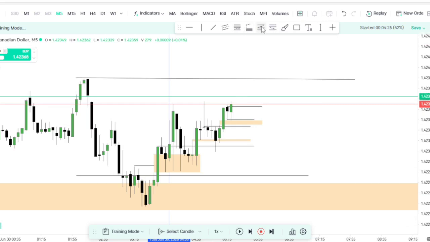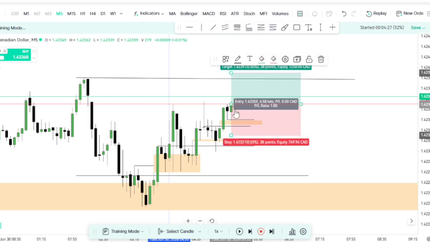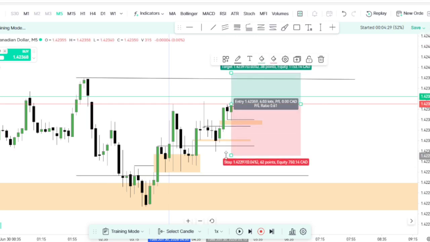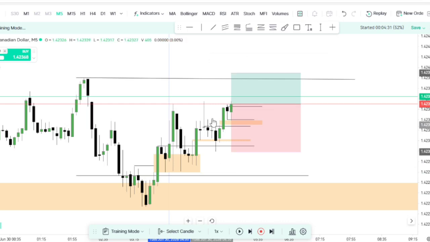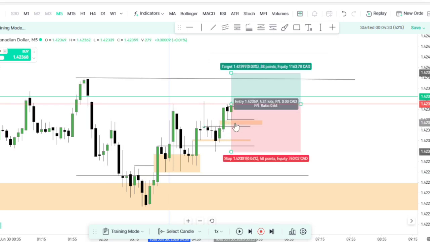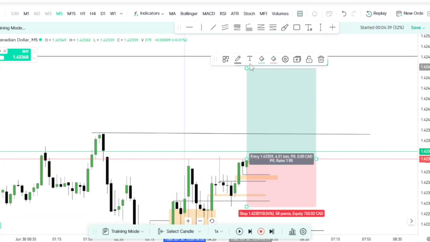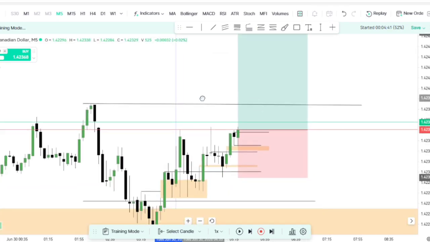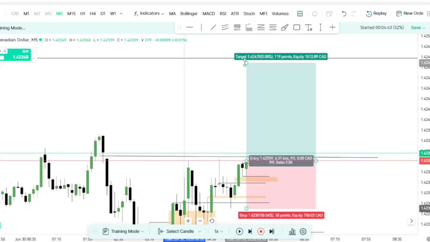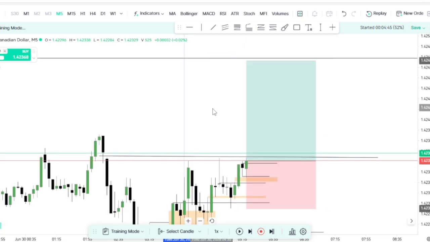So I got in here, and kept my stop loss just below this low in case price wanted to test this FVG again. But I wasn't expecting price to come to this low, and my target was this high. This is the daily target. So that was the target.